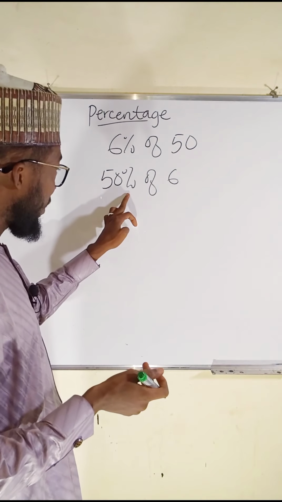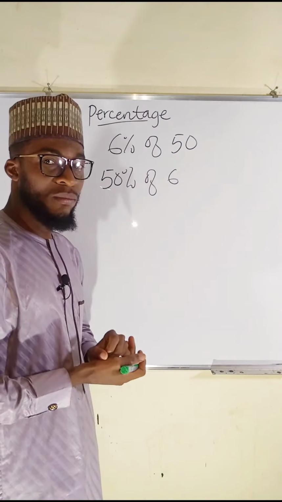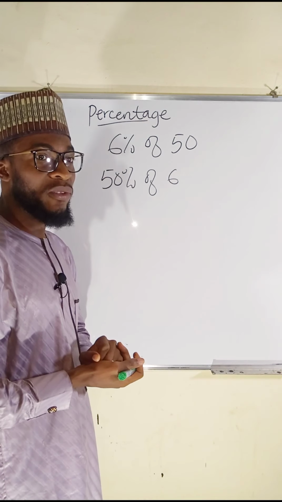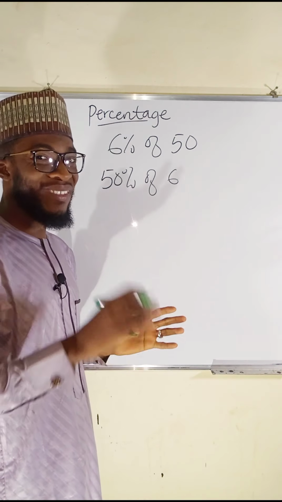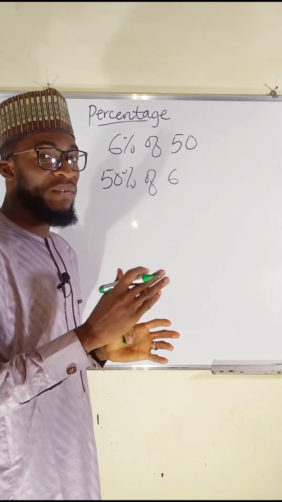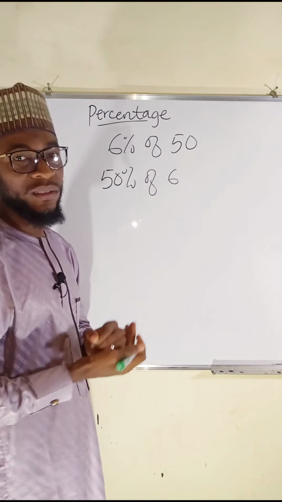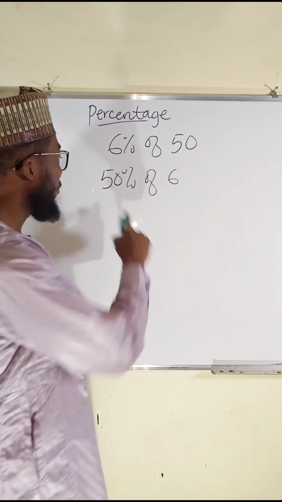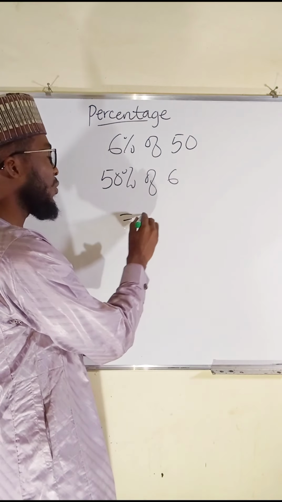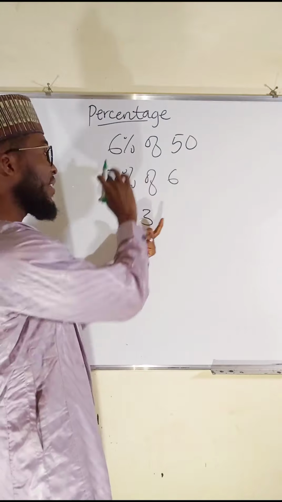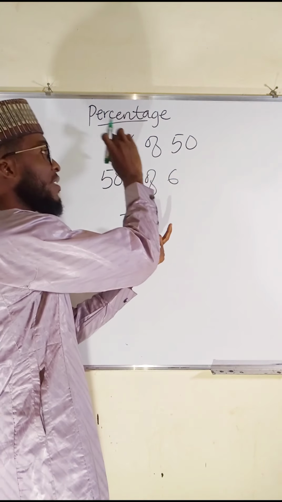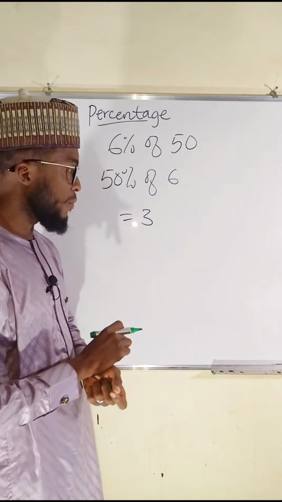And 50% means half, 1 over 2. Because if something is 100%, it means that thing is complete. But 50% of that thing means half of that thing. So half of 6 is 3. Therefore, 50% of 6 is equal to 3. I believe this is very simple compared to saying 6% of 50.